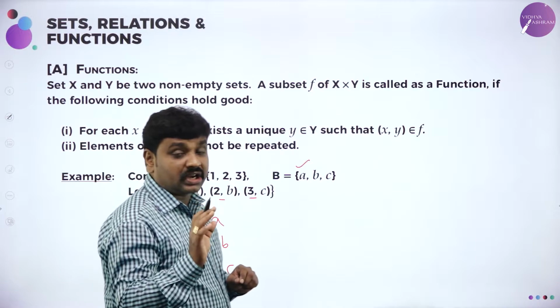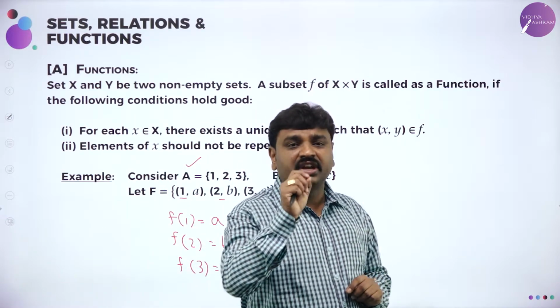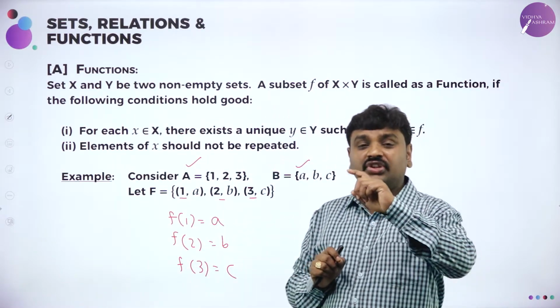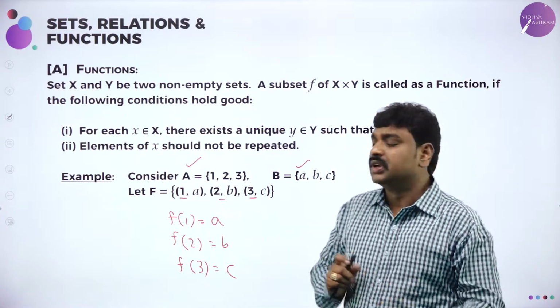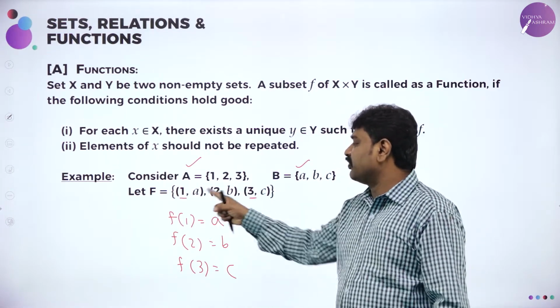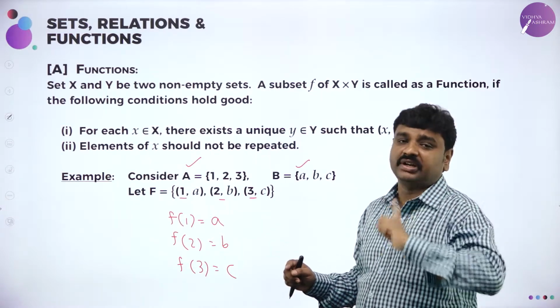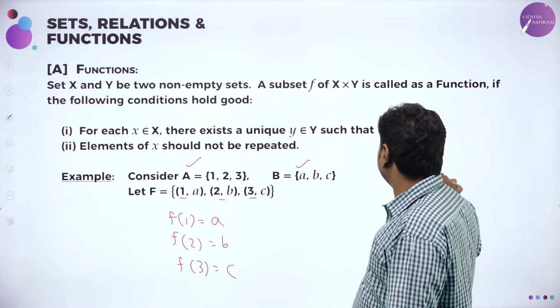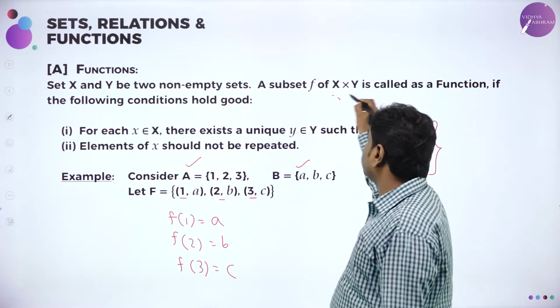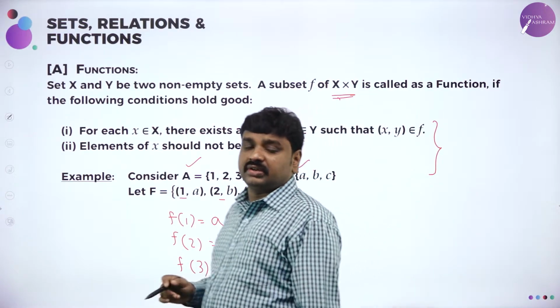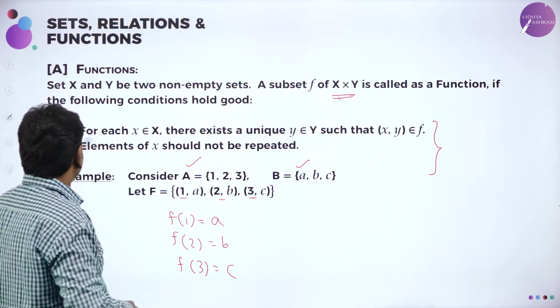Means I can call a relation as function if every element in the first set is associated with unique element in second set. If I write in order pair, first element should not repeat. Second element can repeat, but first element should not repeat. So these two conditions, if any relation satisfies or any Cartesian product satisfies, then we call that as function.